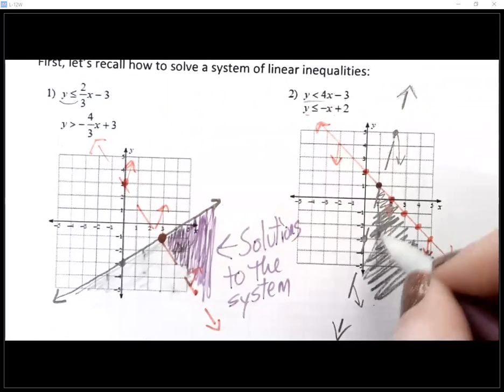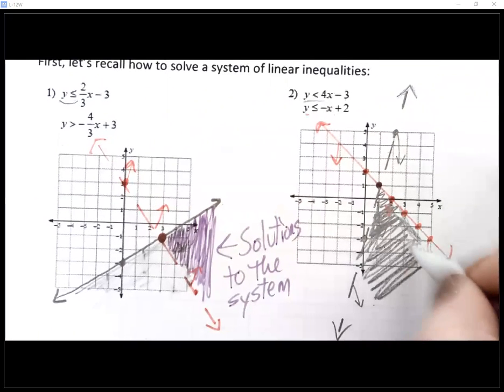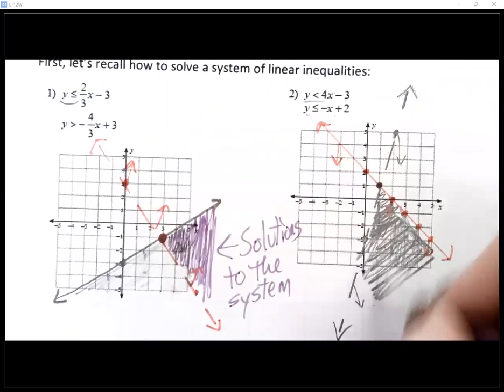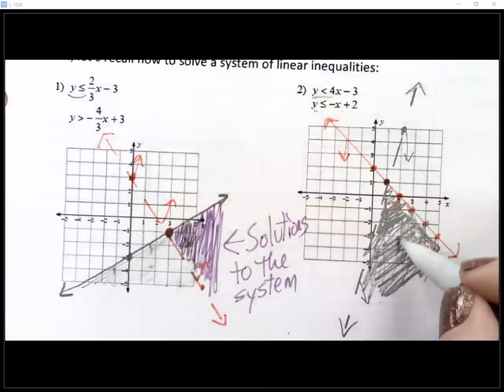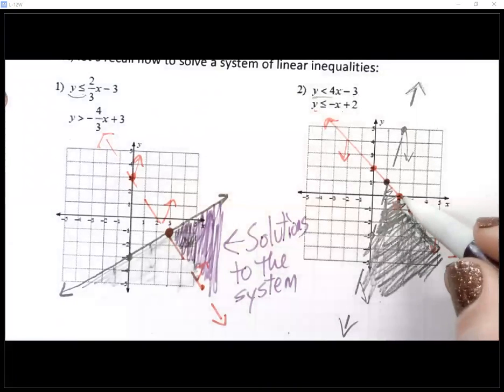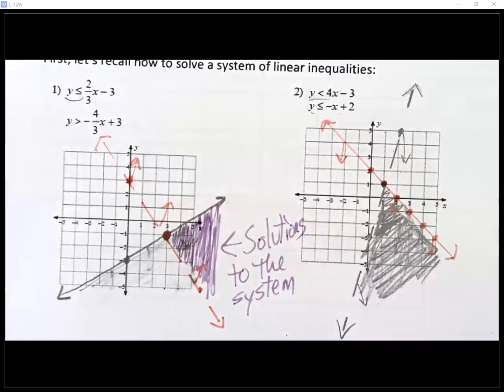You can test this, by the way. If you're not sure, if you're not good at the shading part, pick a point that you shaded over. Literally any point in here. Just pick a nice one. Pick, I don't know, (2, -2), whatever. You should be able to plug it into both your inequalities, and it should give you a true inequality each time. That's how you know you shaded in the correct region.